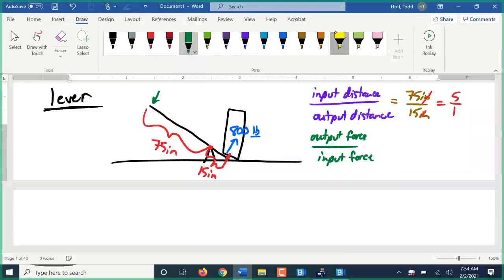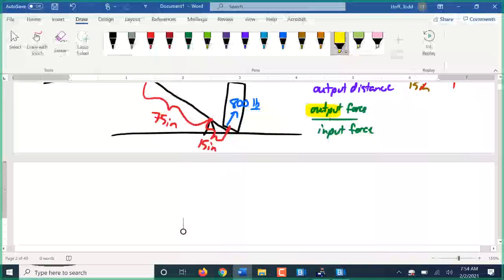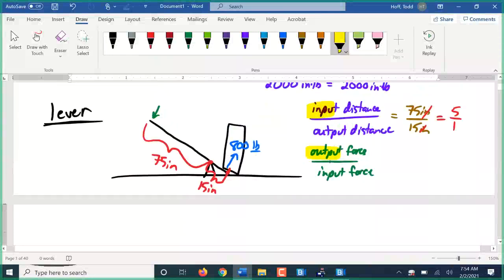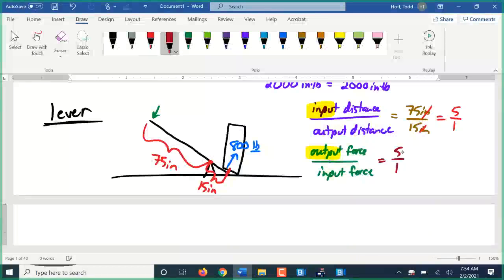Again, remember, for distance, it's input on top. For force, it's the output that goes on top. That'll equal a 5 to 1 ratio.